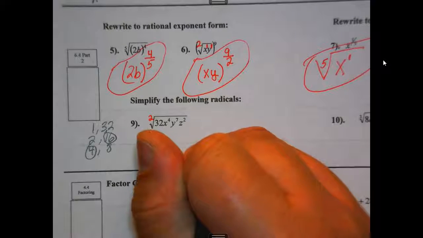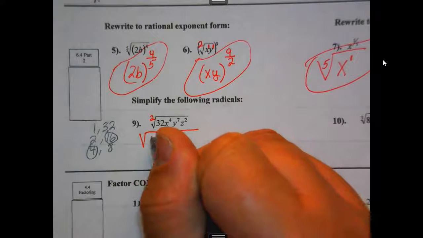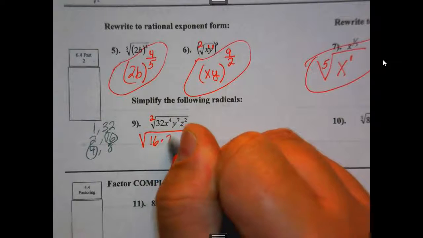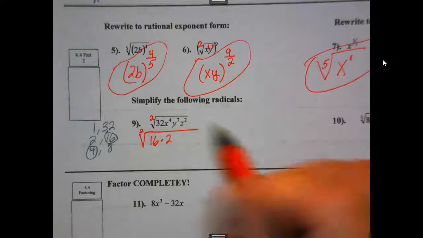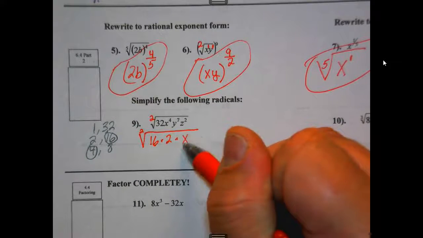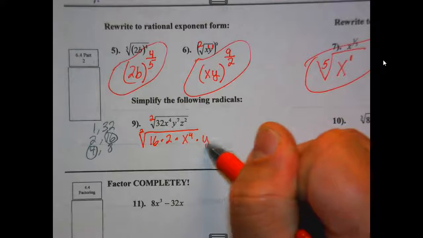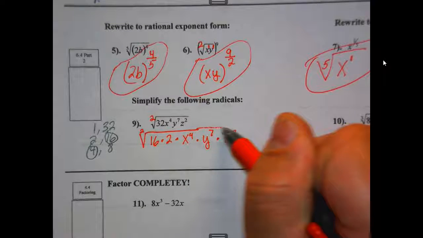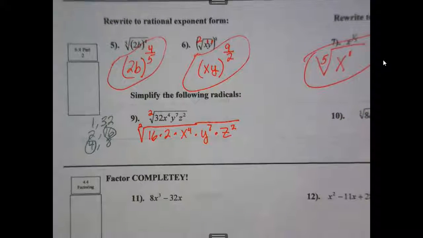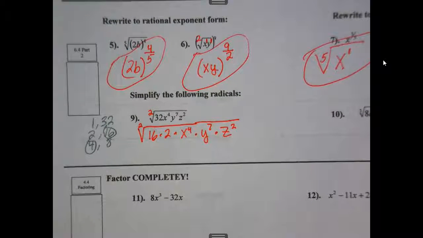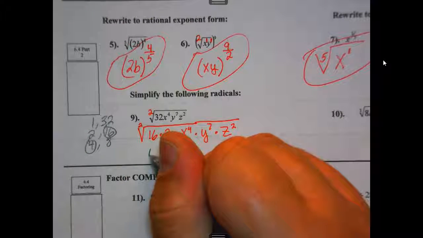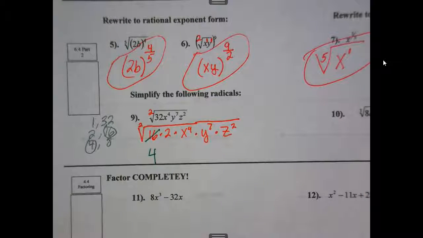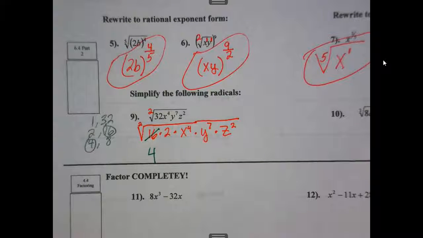Okay, so I have the square root of 16 times 2. Okay, remember, there's a 2 there. Times x to the 4th times y to the 7th times z to the 2nd. Okay. What's the square root of 16? 4 takes care of my 16. What's the square root of 2?